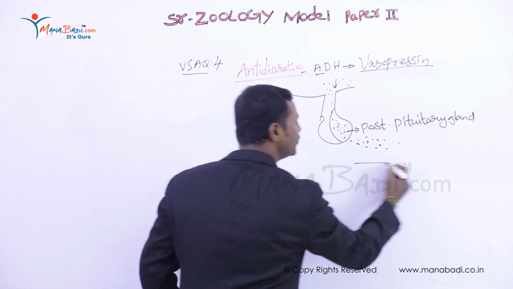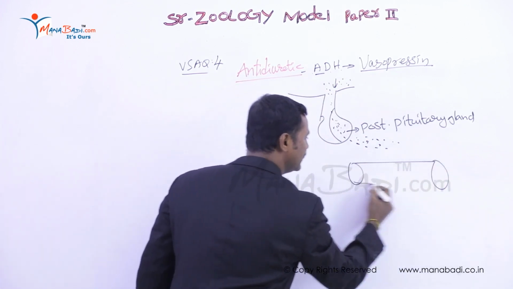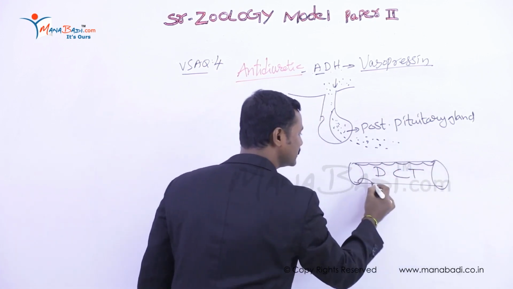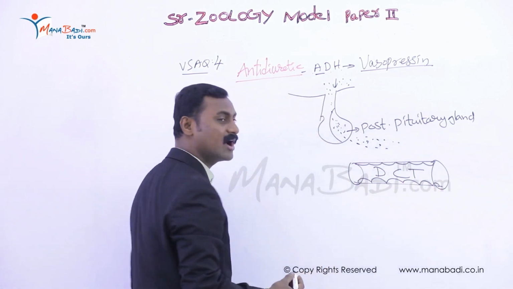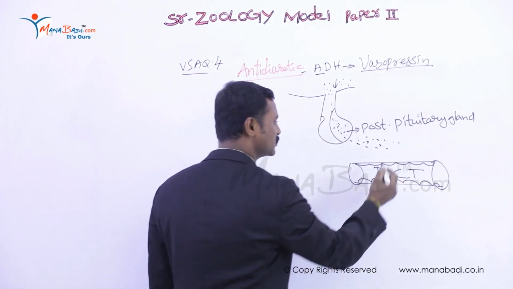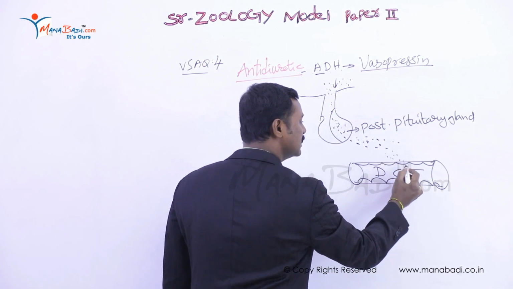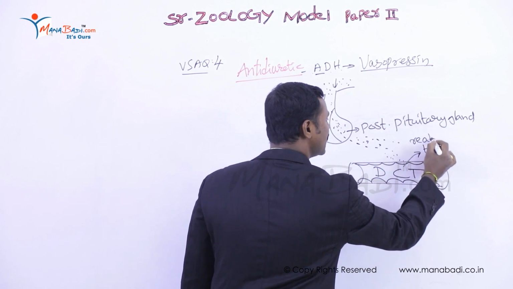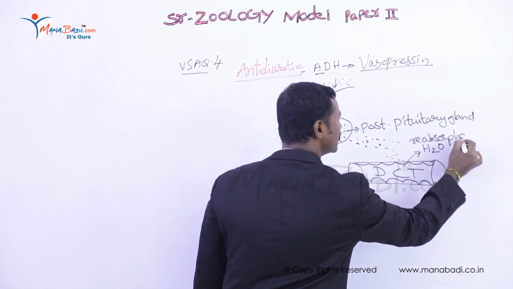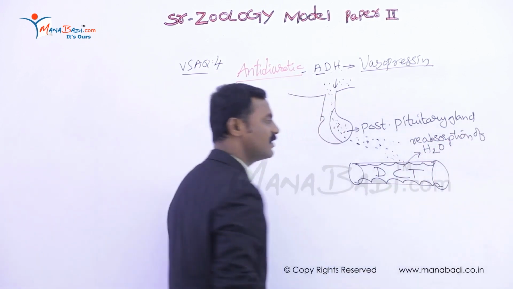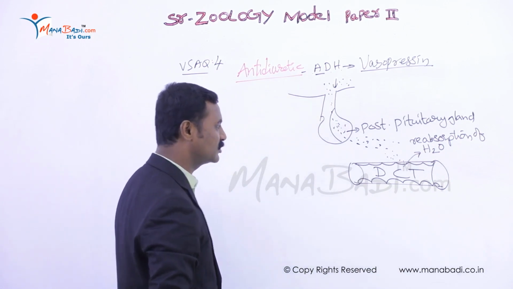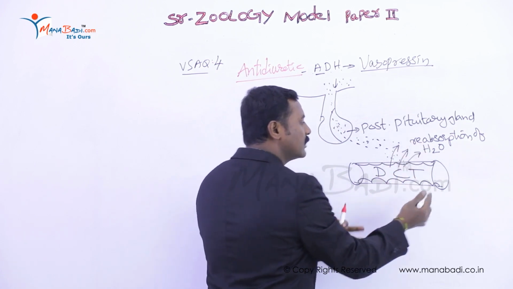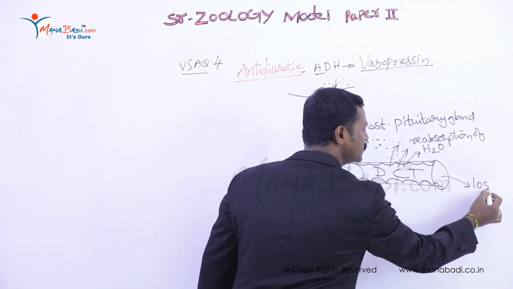Vasopressin acts on the distal convoluted tubule of the nephron. It works on the DCT for the purpose of absorbing water, especially reabsorption of water from the distal convoluted tubule. So automatically water is reabsorbed, and automatically the loss of urine is reduced.